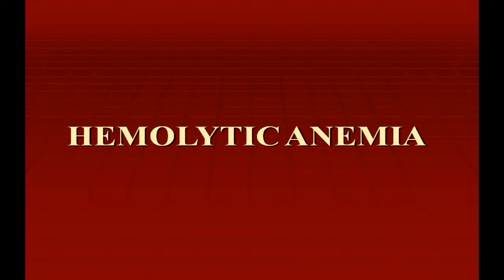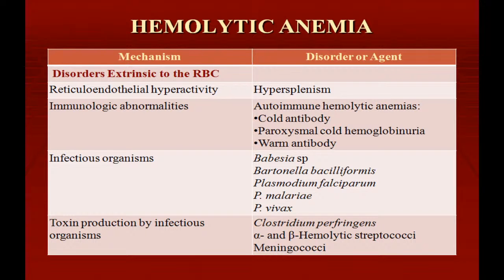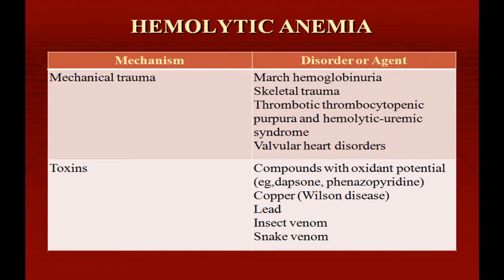Hemolytic anemia. So, general features and general mechanisms of hemolytic anemia. It can be, as I said before, due to disorders of extrinsic factors acting on RBCs. So, reticuloendothelial hyperactivity we may see in patients with hypersplenism, for example, in liver diseases, in cirrhosis. Some immunological abnormalities, as we said before, also warm antibody hemolytic anemias, cold antibodies, paroxysmal cold hemoglobinuria, so different autoimmune hemolytic anemias. Some infections can lead to hemolysis. Some toxins of infectious organisms can also lead to hemolysis. Some mechanical traumas can lead to hemolysis.